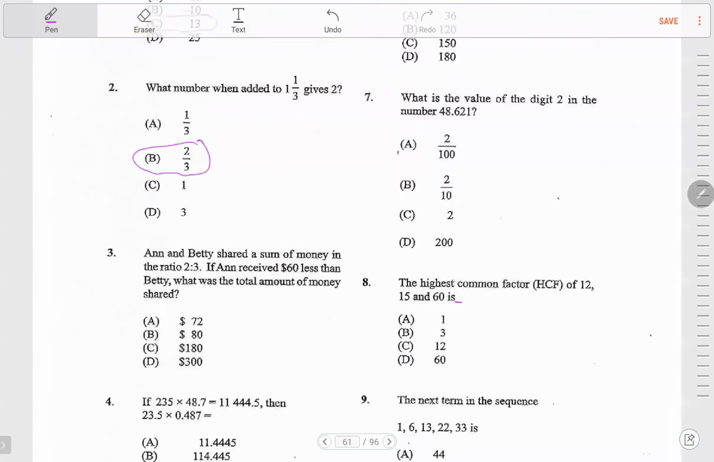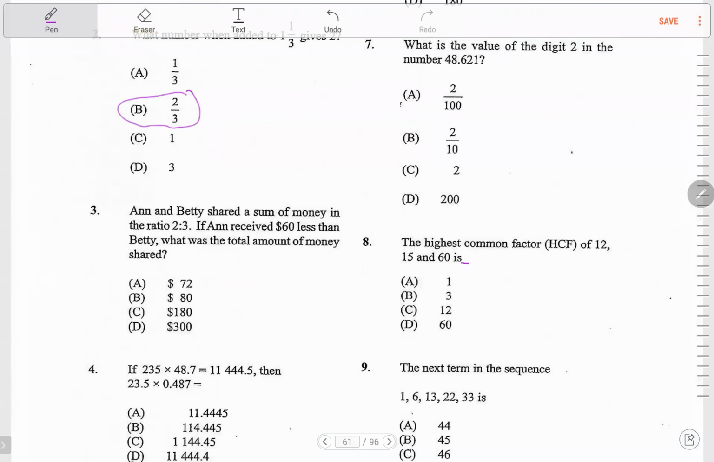I didn't do this one yet. Anne and Betty share a sum of money in the ratio 2 to 3. If Anne receives $60 less than Betty, what is the total? So it's the similar kind of difference thing, right? We can do a difference thing. So see here, Anne to Betty to the difference, to the total that they get. I'm trying to find the total when the difference is 60.